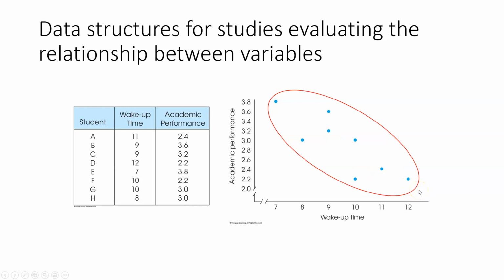Notice what we didn't do here. We didn't tell them what time to wake up. We didn't force them to do anything. We just measured 2 variables in this one group of students. Again, this is a correlational design.